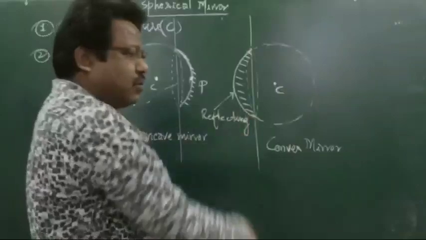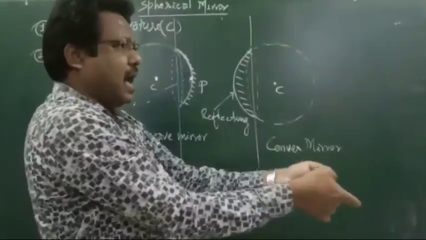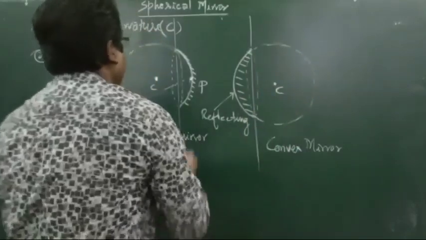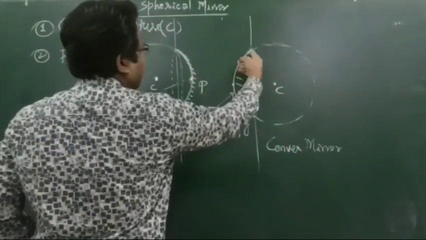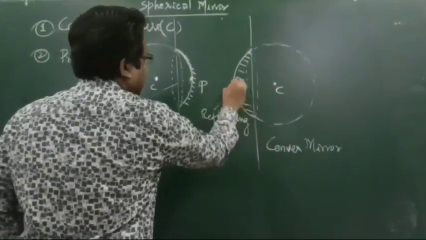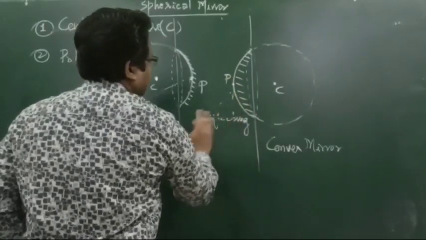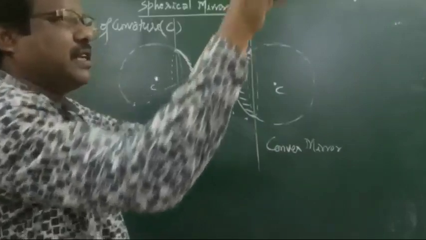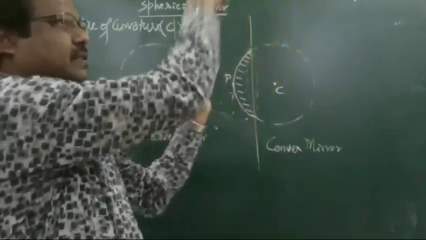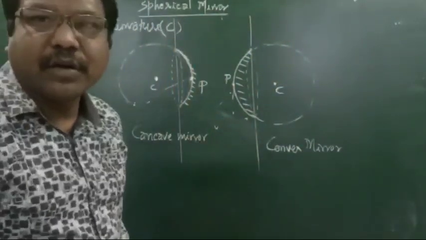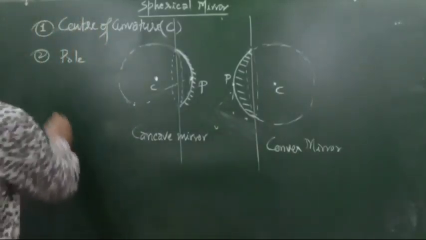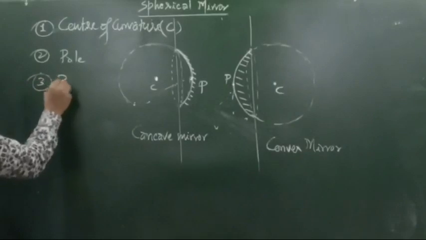So there is a circular section and exactly the center of the reflecting part is called the pole. Are you getting it? So when you think, actually it is a circular reflecting surface, and its center is the pole. Now next is the principal axis. Next term is the principal axis.